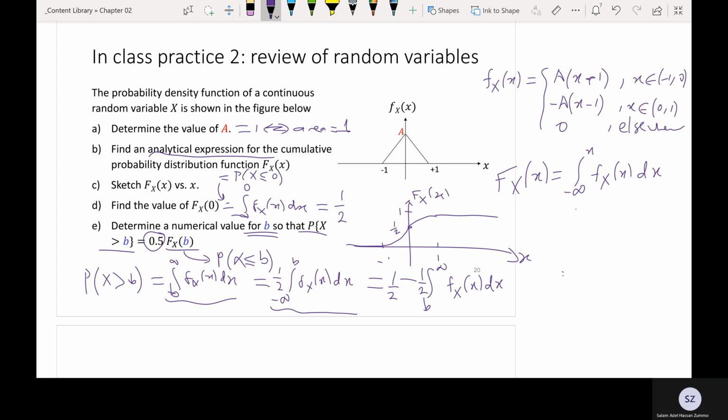Any question? So basically, now solving this, we take this here, it will be 3/2 times the integral from b to infinity of f_X(x) dx, and this is equal to 1/2. So this means that this integral has to be equal to 1/3. Now we need to find what the integral is.